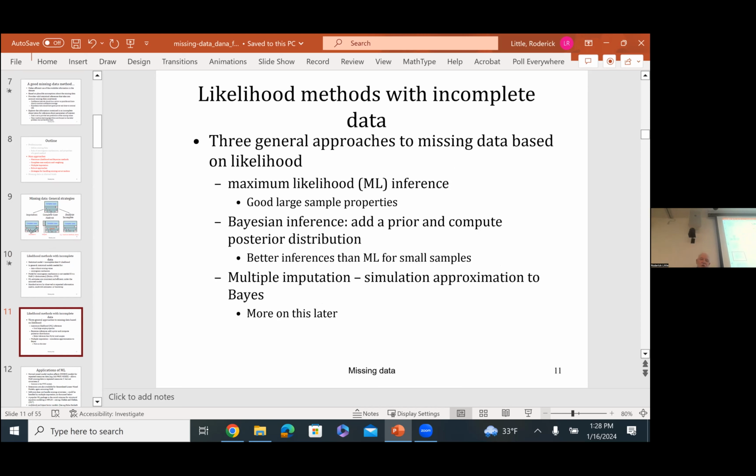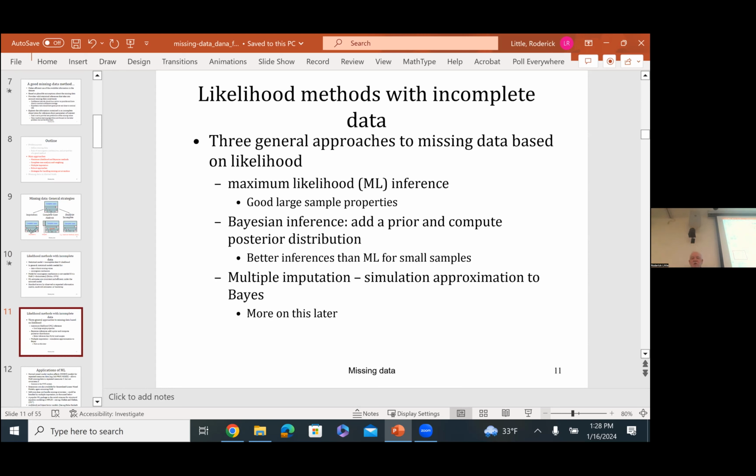There are three general likelihood-based approaches for handling missing data. There's maximum likelihood, and I'll talk a little bit about software for maximum likelihood in a minute. Or you can be Bayesian. You can add a prior distribution and base inference on the posterior distribution. Or multiple imputation, which in some senses is quite closely related to Bayes. In a sense, for parametric models at least, it's a simulation approximation of doing Bayesian inference. I'll talk more about multiple imputation later.